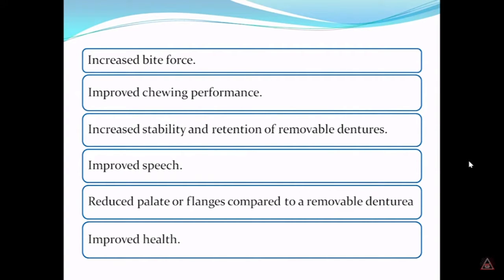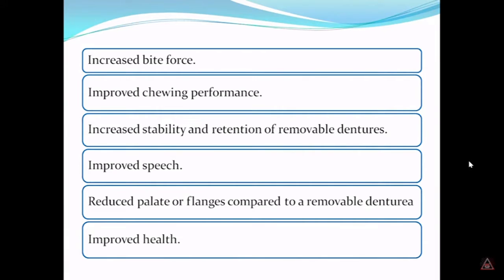I've already told you, because we are taking load directly from the alveolar bone. So that is why your chewing performance can be increased, improved. You can increase stability and retention of removable dentures. So if you are planning for removable dentures, there is something called dental implant supported overdentures. So retention is more with that.